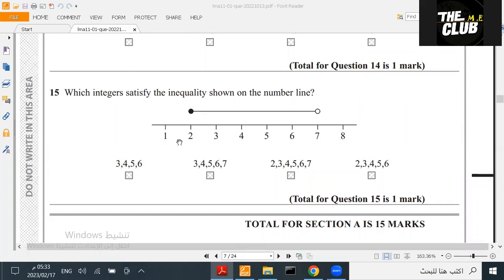2022 October, question 15. Which integers satisfy the inequality shown on the number line? This one is an inequality. We need to know which numbers satisfy this inequality. Some questions come like this, and some come in another form. They will give you an inequality and ask which integers, or list the integers, that satisfy this inequality.